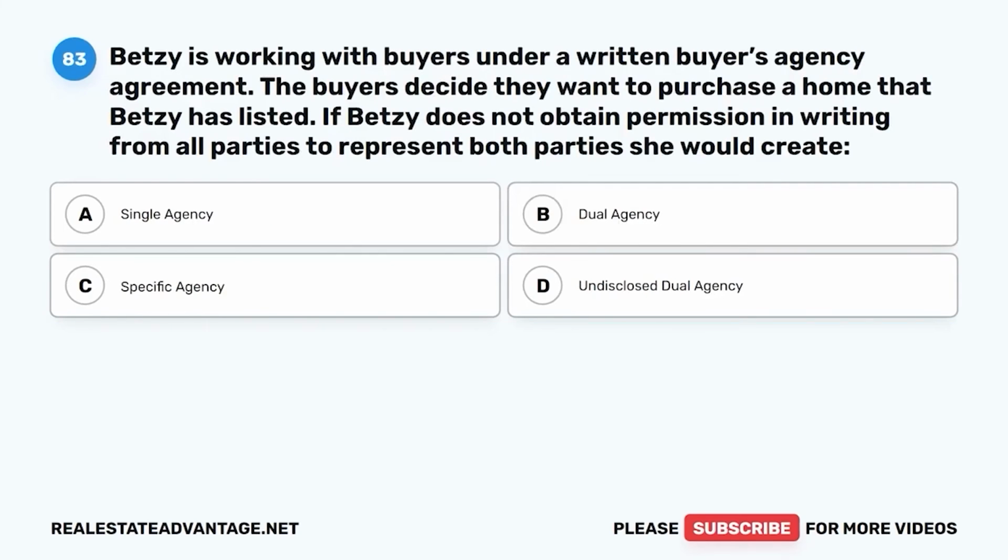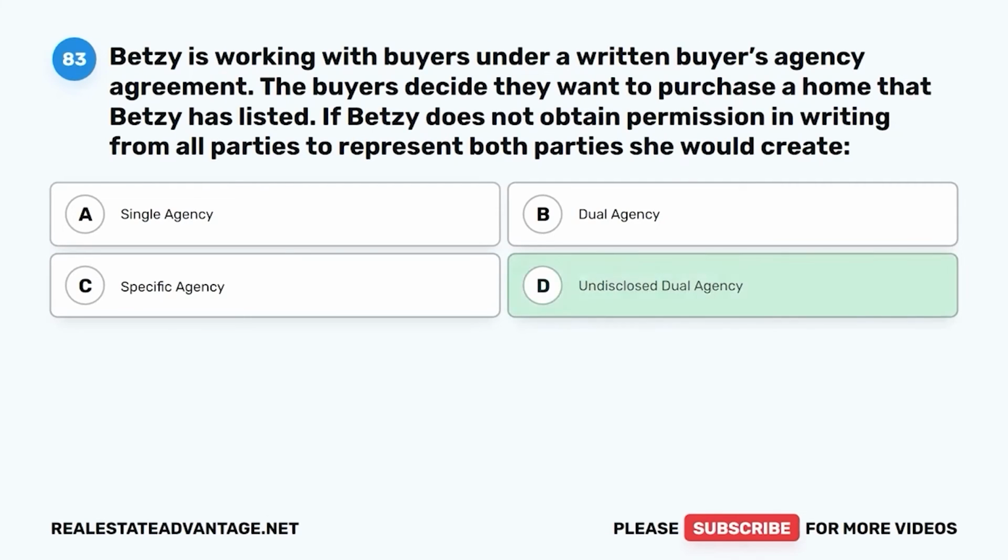Question 83. Betsy is working with buyers under a written buyer's agency agreement. The buyers decide they want to purchase a home that Betsy has listed. If Betsy does not obtain permission in writing from all parties to represent both parties, she would create A. Single agency. B. Dual agency. C. Specific agency. D. Undisclosed dual agency.